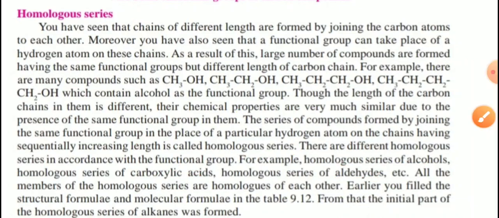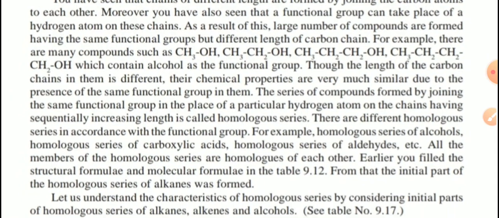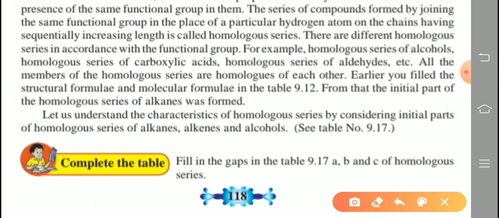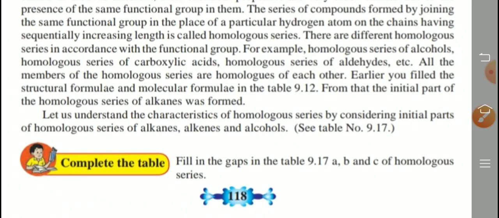Earlier, you filled the structural formulae and molecular formulae in table 9.1, that is related to the alkane series, that is a saturated hydrocarbon. See the previous pages. From that, the initial part of the homologous series of alkane was formed. Let us understand the characteristics of homologous series by considering the initial part of the homologous series of alkane, alkene and alcohol. Now see table 9.17 on the next page. Complete the following table. Fill the gaps in table 9.17 A, B and C of homologous series. Check those tables.